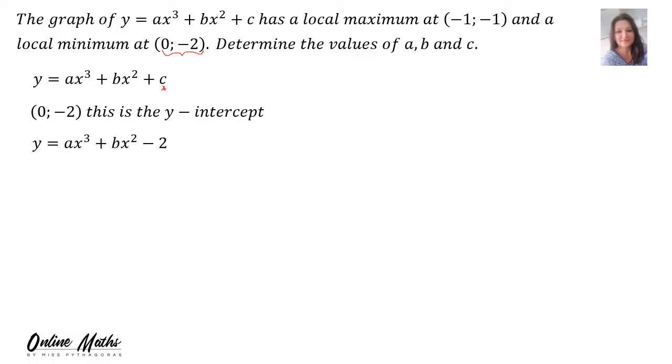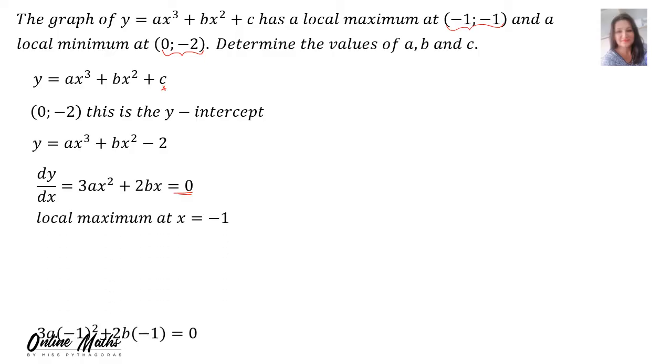Then, let's zoom in on this other point, the local maximum (-1, -1). And now we will deal with that point as a turning point. So first of all, we will find the derivative, which equals 3ax squared plus 2bx, and we will equate it to 0 since it's a turning point. And then in x's place, we will substitute -1.